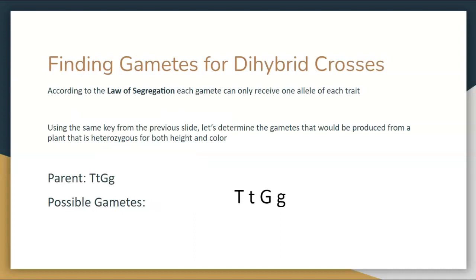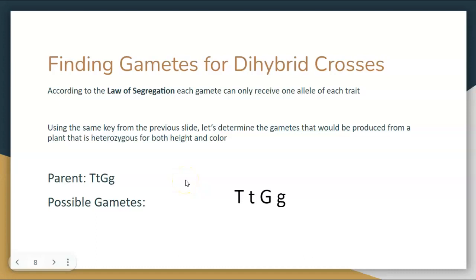And this is our last slide, but when you have a dihybrid cross, remember that the law of segregation stated that you can only receive 1 allele of each trait. So when we are figuring out what our gametes are, we actually have to figure out how those alleles could be inherited into those gametes. So using that same key from the previous slide, we're going to figure out this genotype's possible gametes, okay? So I'm telling you that I have a plant that is heterozygous for both height and for color. So big T, little t, big G, little g. Okay, that's my parent. I've got it right here. And then I wrote it bigger over here so that we can figure out what our gametes are.